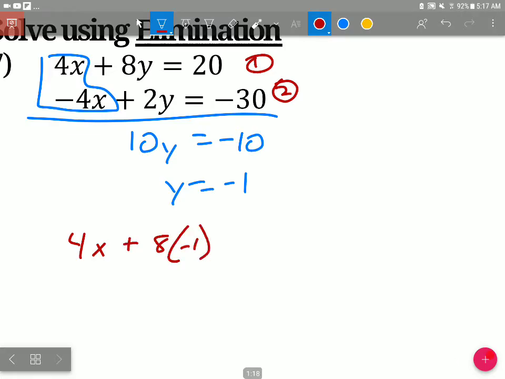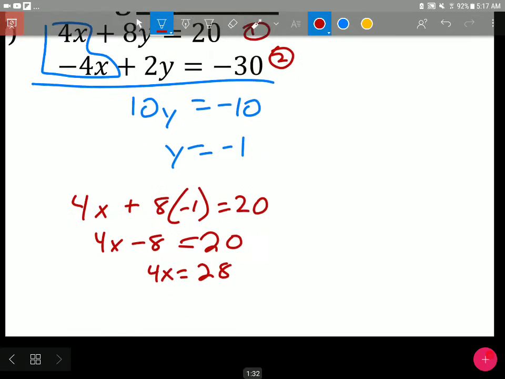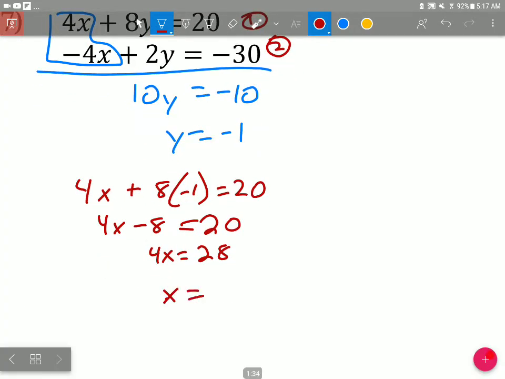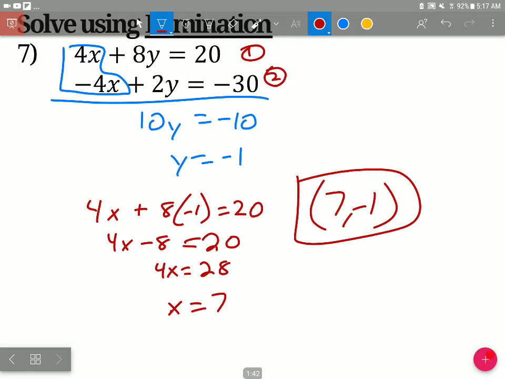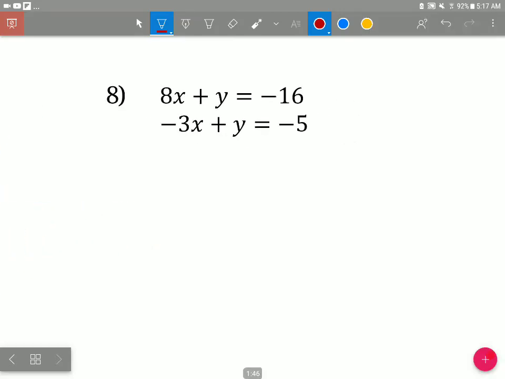Negative 1 equals 20. Cool, plug in for y. So 8 times negative 1 is negative 8. Add the 8, so that's 4x equals 28. Divide by 4, x equals 7. So the answer is 7, negative 1. Cool. Number 8 is the same way. Give number 8 a shot before you watch the video, okay?